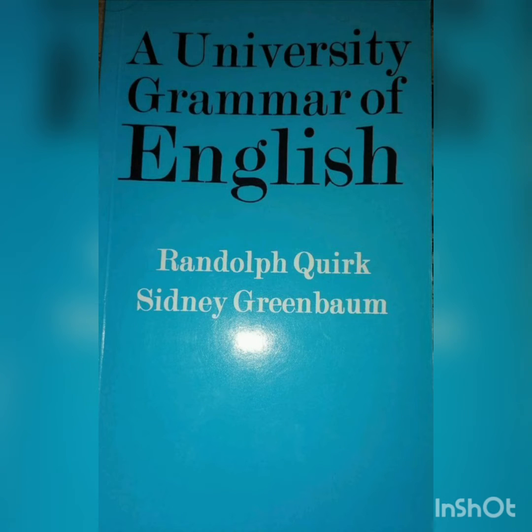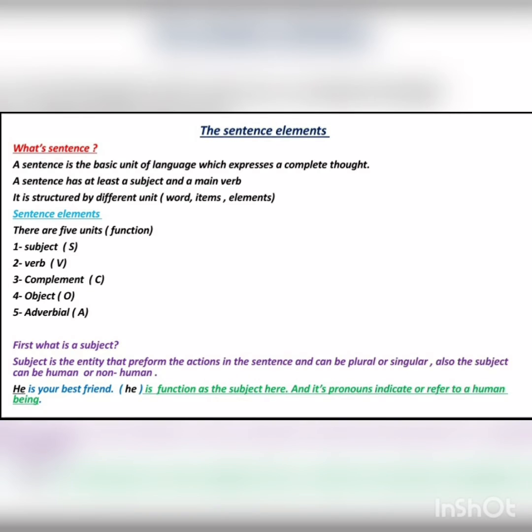Let's get started with our lesson today, sentence element. Actually, I should have explained the topic clause type first, but this topic is related to the topic that we talked about in the third stage, which is sentence element. So first of all, I'm going to explain sentence element, and then I will explain clause type, in order to make it easier for you. So I will start with sentence element, and this topic is related to the third stage and fourth stage together. So let's get started.